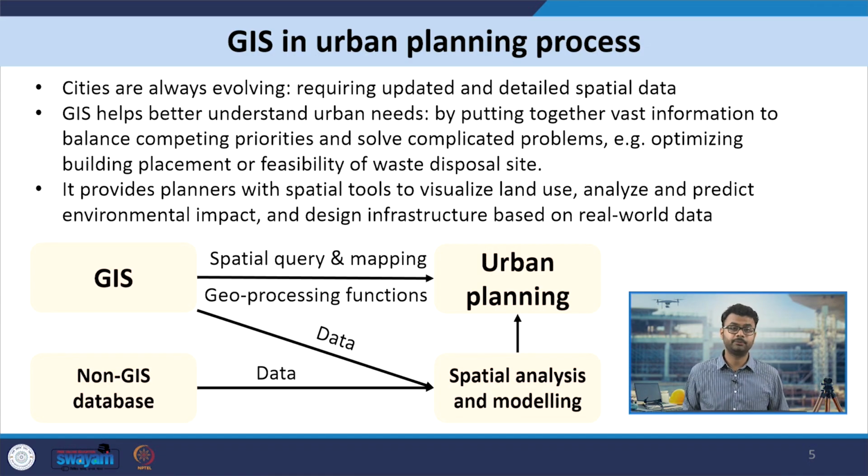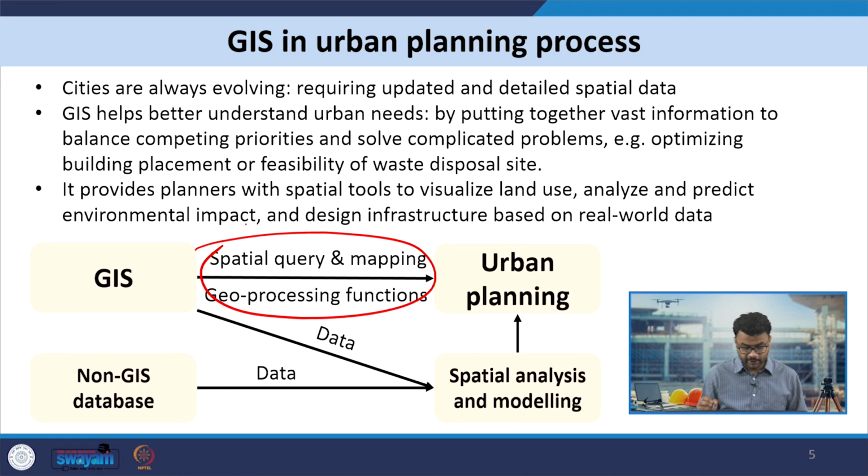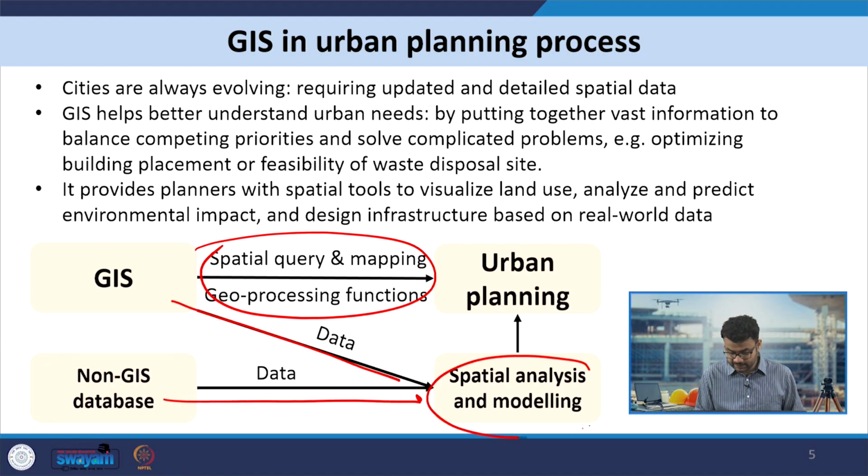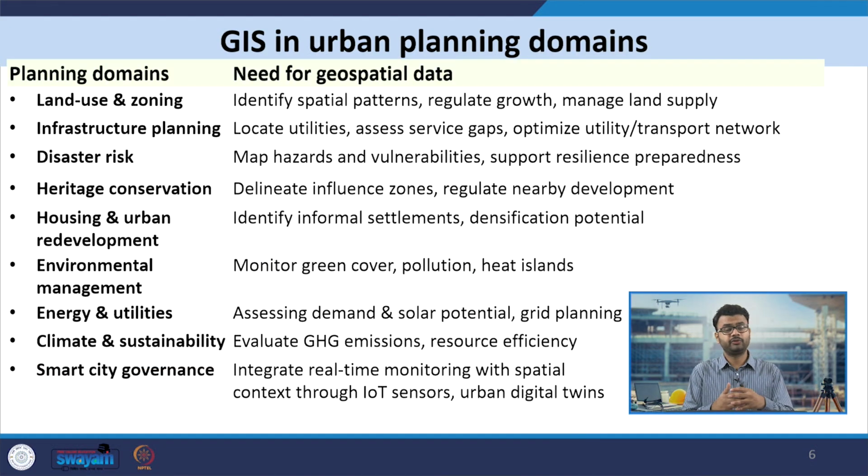on real world data. So, in urban planning, as you can see in the figure below, either GIS can directly be used through spatial querying and mapping and through various geoprocessing functions, or GIS data along with the non-GIS data is used for spatial analysis and modeling, which again helps in informing urban planning. So GIS has a very important role in urban planning processes. So if we look at various planning domains, we can understand better what the role of GIS or geospatial data in urban planning is.